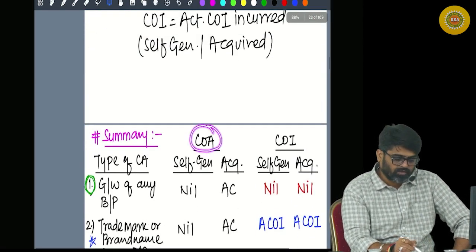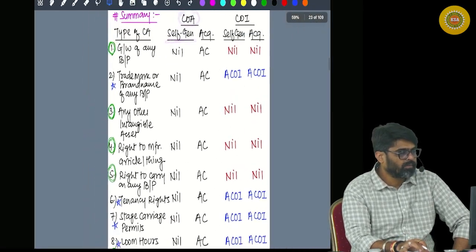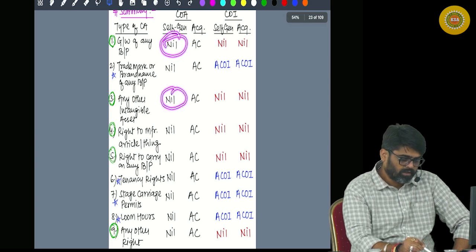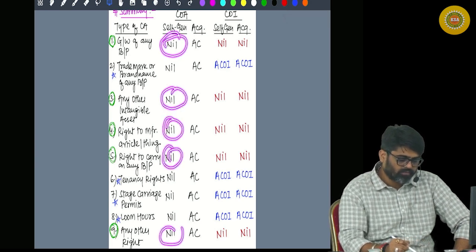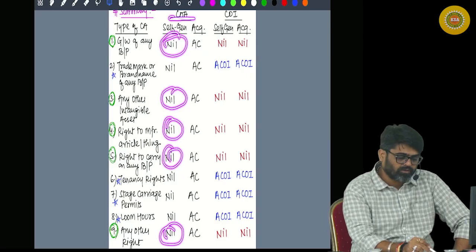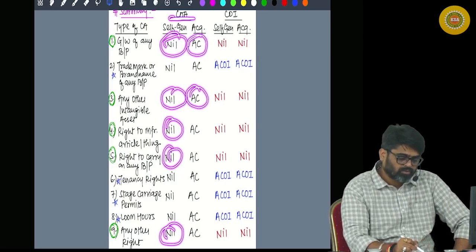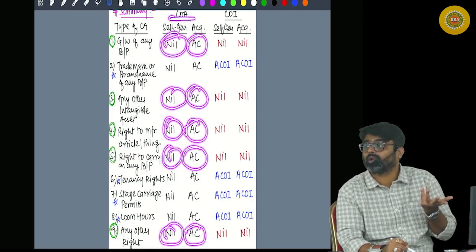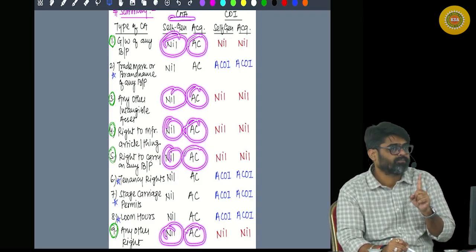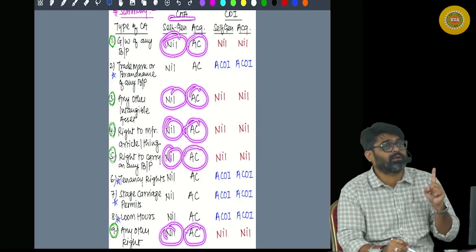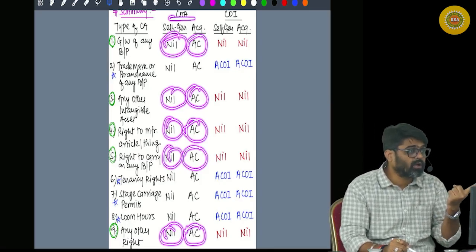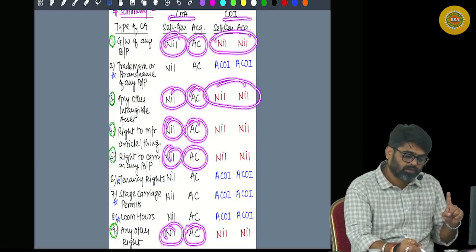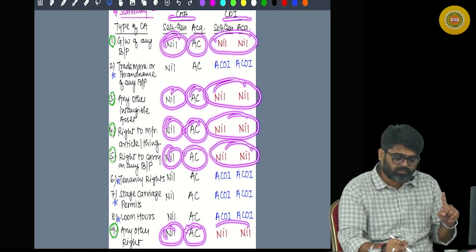What will be their cost of acquisition if they are self-generated? It will be nil, nil, nil, nil and nil. What will be their cost of acquisition if they are acquired? Actual cost, actual cost, actual cost, actual cost, actual cost. No problem in that. But whether these assets are self-generated or acquired, their cost of improvement will always be taken as what?